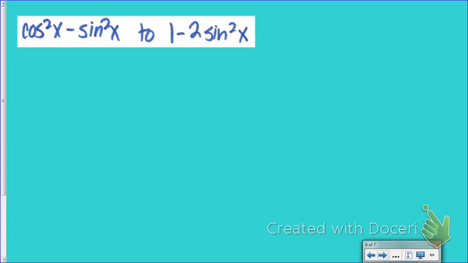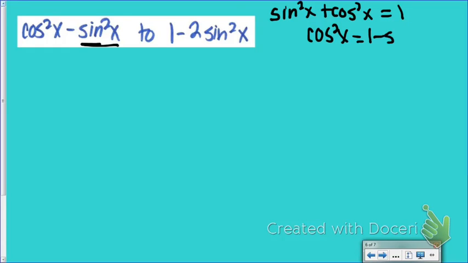Alright, so the next one we're going to look at uses a similar idea. Again, you always want to look at what you're starting with and what you're trying to get to. So my final answer has a sine squared in it. So I don't really want to get rid of the sine squared that I have in my original question, because that's in my final answer. But what I want to try and change is that cosine squared. And again, what we just did in that last question, sine squared plus cosine squared is equal to 1. So that means that cosine squared is equal to 1 minus sine squared.